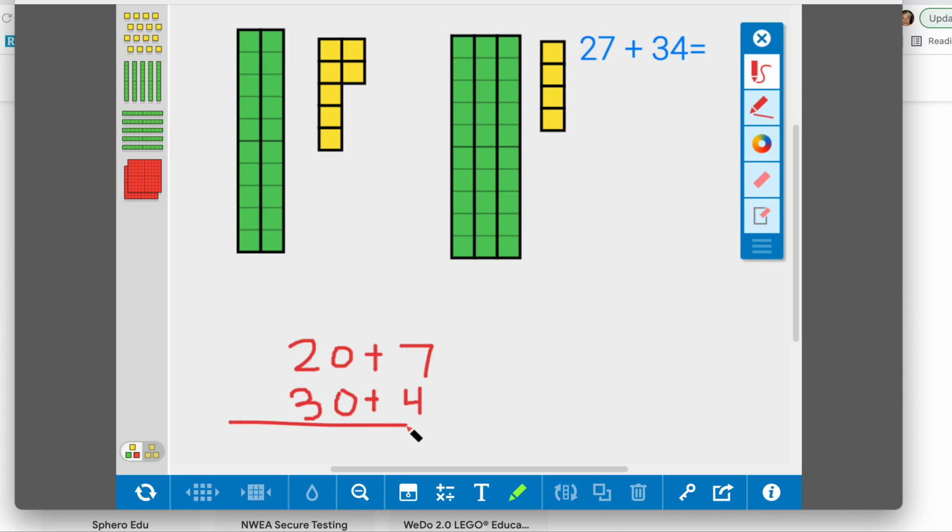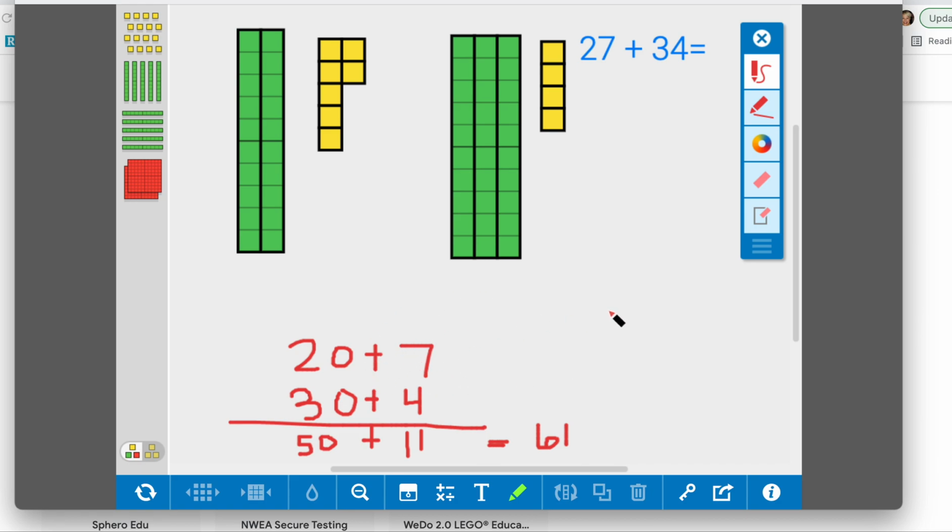And now we can just add our ones together, which we know 7 and 4 is 11. And then we can add our tens together, and 20 plus 30 is 50. The last thing they have to do is some mental math here. 50 plus 11. Well, I know 50 and a 10 would get me to 60. And then you would only have one more. So my sum would be 61.